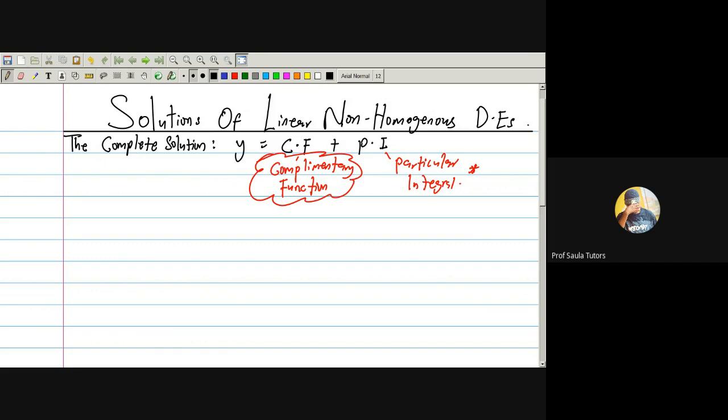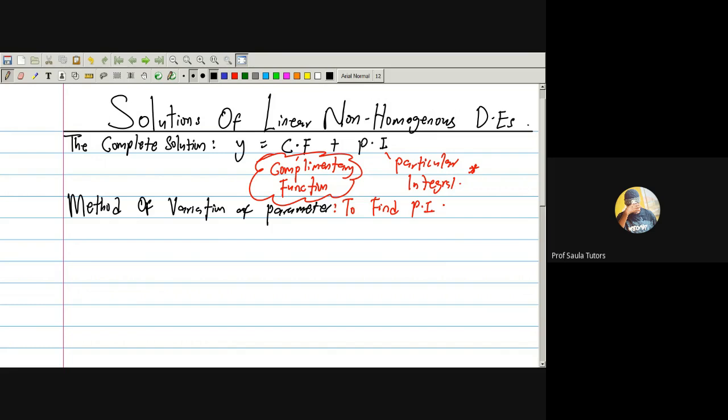The method for finding particular integral that you want to learn in today's lesson is the method of variation of parameters. Method of variation of parameters to find particular integral. Pay attention, it's very simple. How do we use the method of variation of parameters?